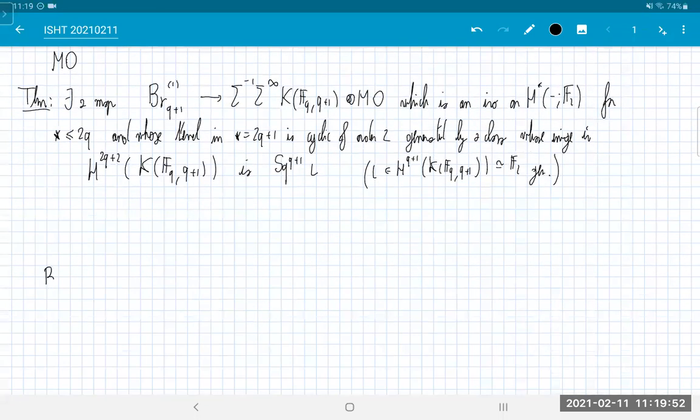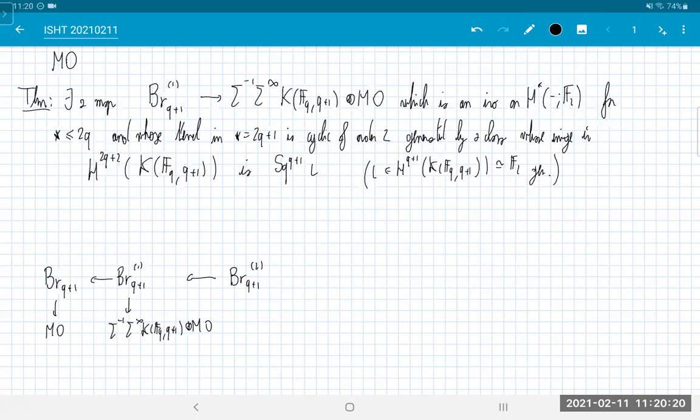So let me go back here. We have BR Q plus one going to MO, and this has fiber BR Q plus one, one. And these map to sigma minus one, sigma infinity KF2 Q plus one tensor MO. And this has a fiber that I'm going to call BR Q plus one, two. And then you can see that this guy has no homology below degree 2q, and in 2q you get an F2 by the statement of using the long exact sequence. And therefore you can just get a map here.